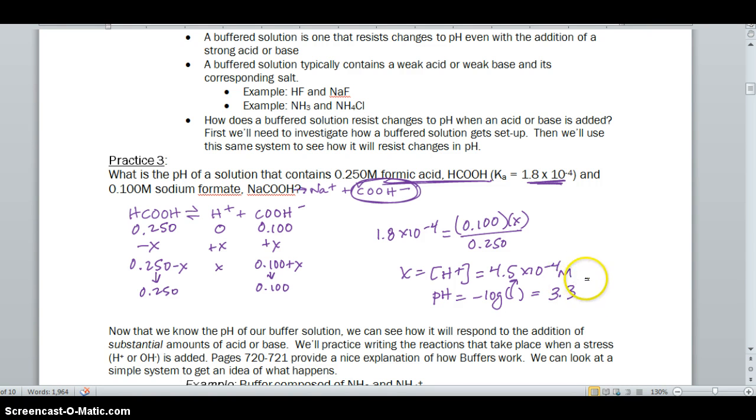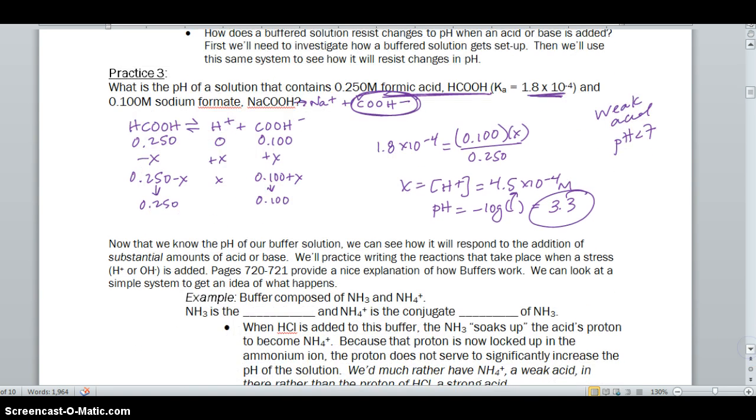So anyway, we've got kind of a starting pH, and you always want to stop and ask yourself, is that a reasonable pH? We have a weak acid mixed with a conjugate base. That pH better be less than 7. If you get something greater than 7, you know you've messed something up. Alright, so here's what we're going to do to this buffer.